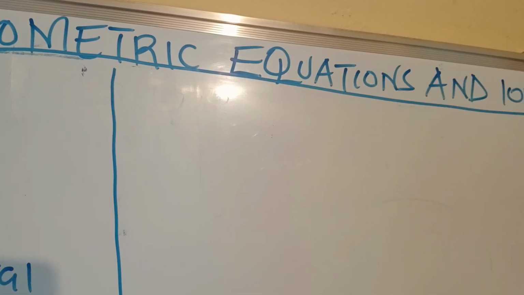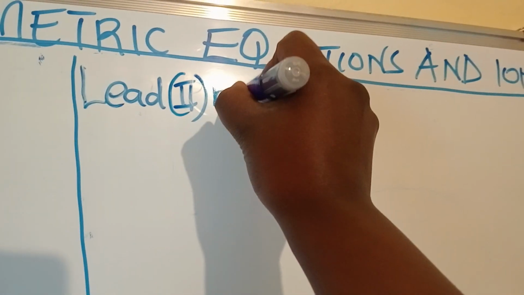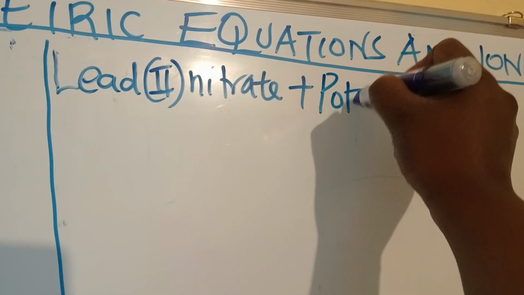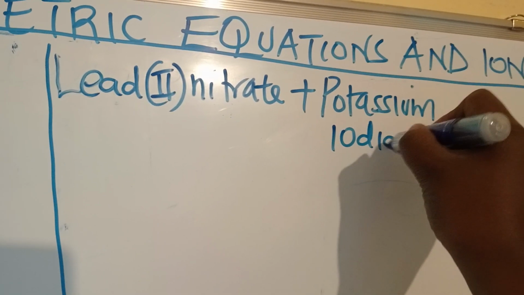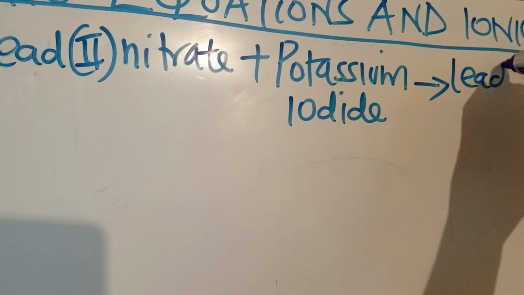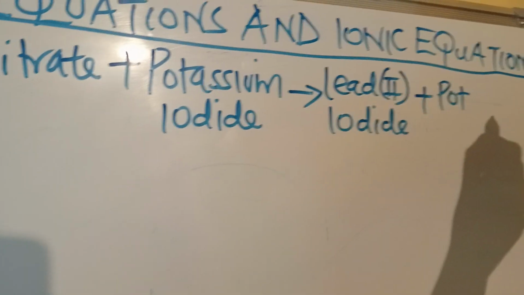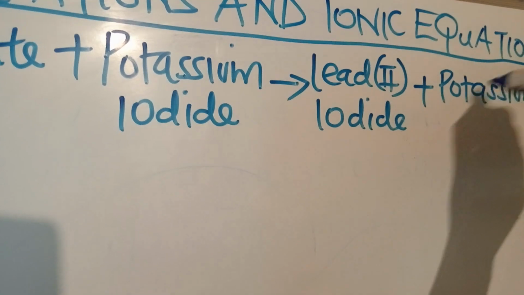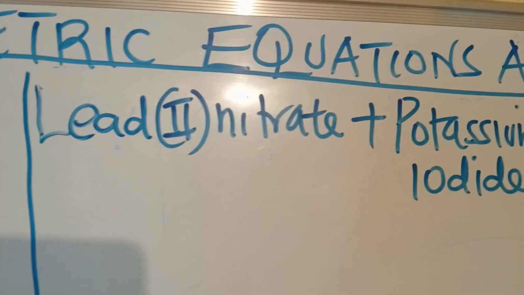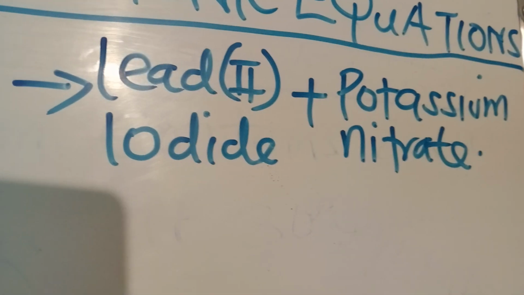So the equation that we are going to use is where we have lead 2 nitrate combined with potassium iodide. And what are we supposed to get? Lead 2 iodide plus potassium nitrate. So that is how we write the word equation. Lead 2 nitrate plus potassium iodide to get lead 2 iodide and potassium nitrate.